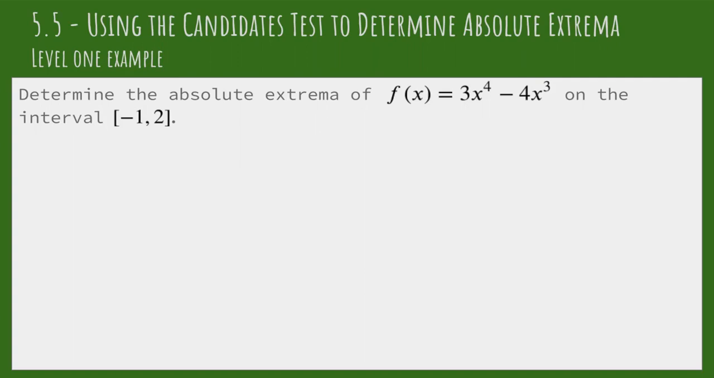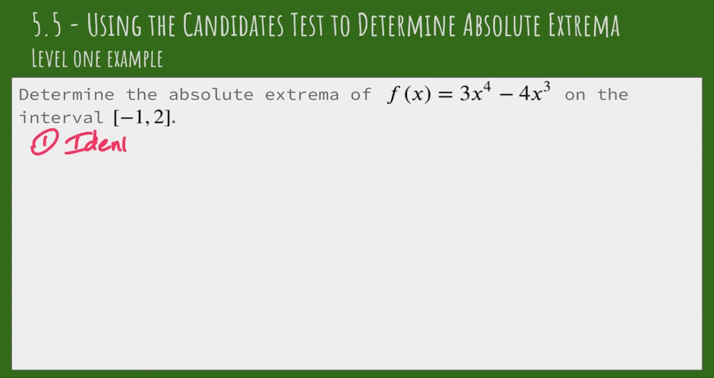Hello, Mr. Betts here. Let's take a look at a few examples where we use the candidates test to determine absolute extrema. So the question here says determine the absolute extrema of the function on the closed interval. Remember, the extreme value theorem guarantees that if we have a continuous function, which any polynomial is going to be continuous on a closed interval, then we have to have an absolute maximum and we have to have an absolute minimum. So the process that we're going to take is to first identify the candidates.